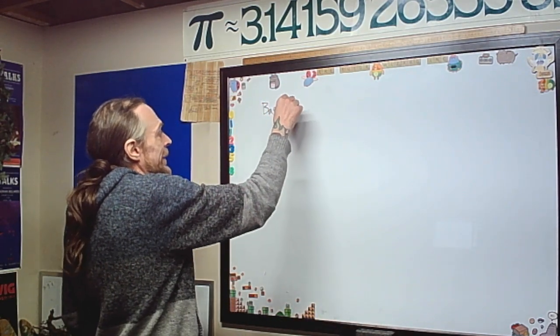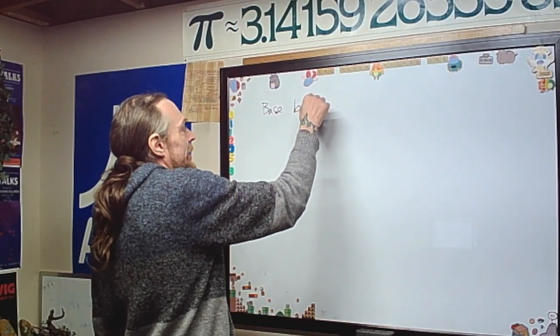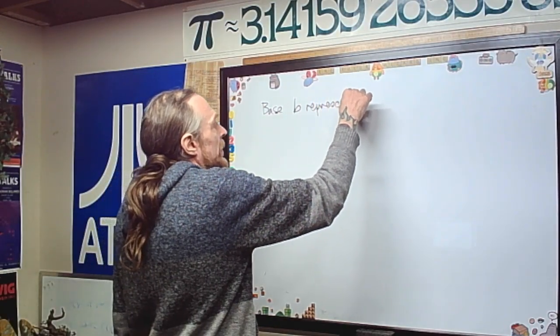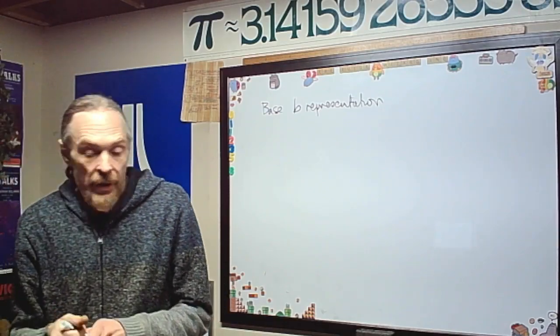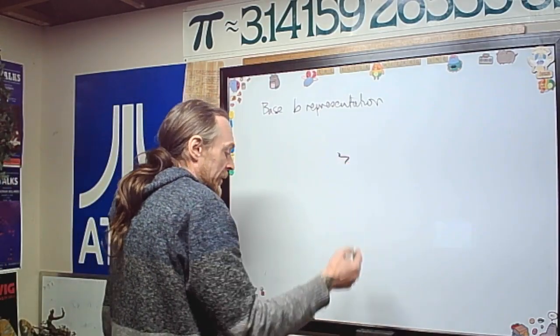So we're going to do base B representation of numbers, and then we'll go through the kinds of numbers, if I find a pen that works. There we go.